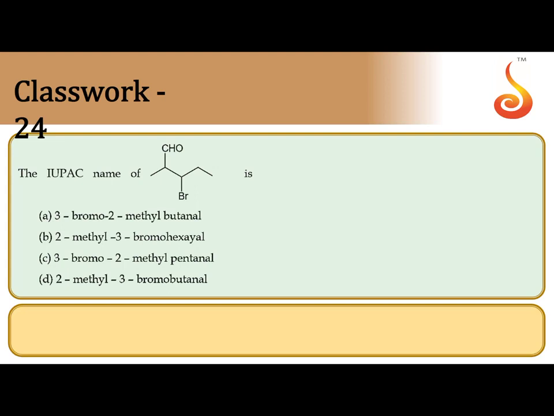IUPAC name. First, you select the longest carbon chain including the functional group. 1, 2, 3, 4, 5. Bromine is a substituent and CH3 is another substituent. So, bromine and methyl both are there. In the prefix, bromine is written first. So, 3-bromo, 2-methyl, the main carbon chain has 5 carbons, so pent, ane, all. Where is that option? C.